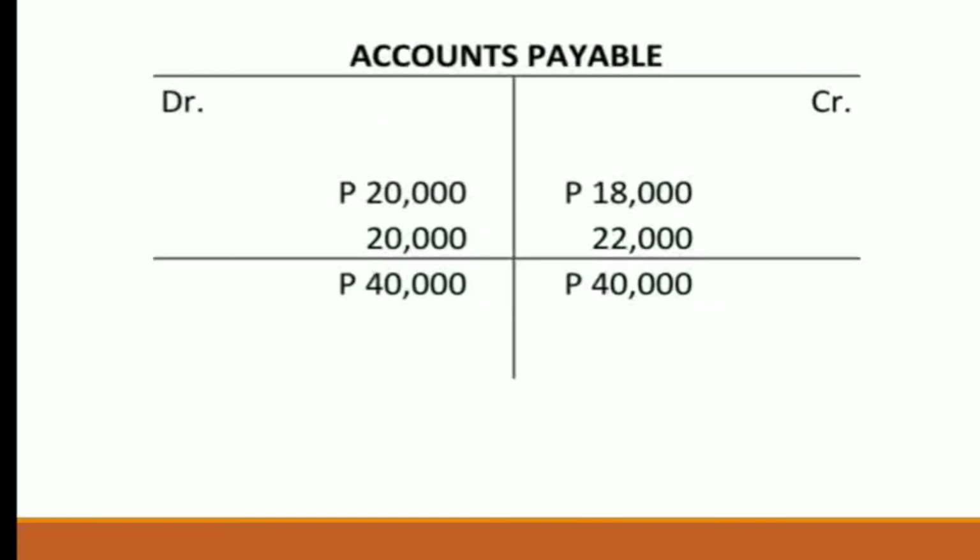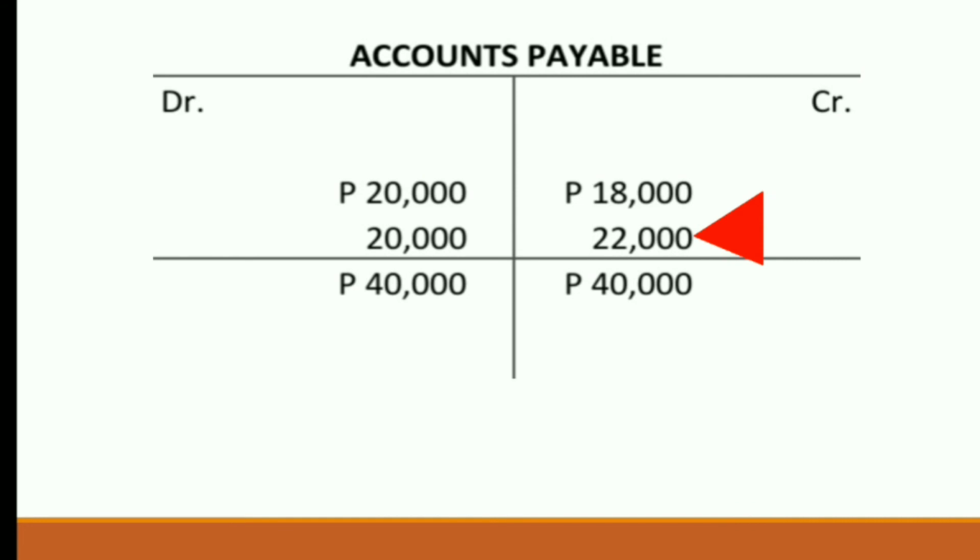Moving on to our last illustration, we still have an accounts payable account. There are two debit entries in the debit side of the accounts payable account. We have 20,000 pesos and another 20,000 pesos. In the credit side, we also have two credit entries. We have 18,000 pesos and 22,000 pesos.